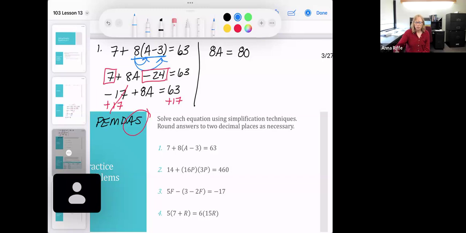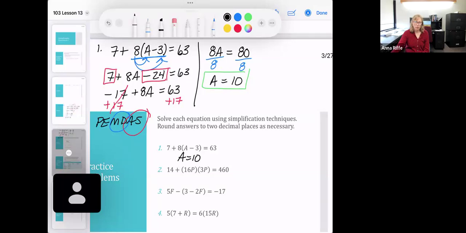I can now move on to multiplication and division. I can do the opposite of multiplication, which is division, leaving me with 1a on the left is equal to 10 on the right. So a is equal to 10 would be the answer to number 1. Questions on that one?